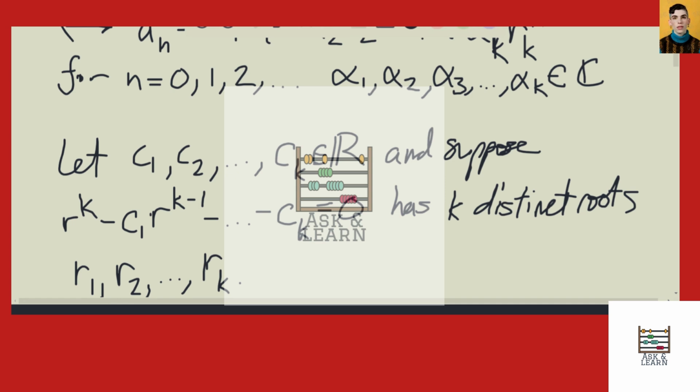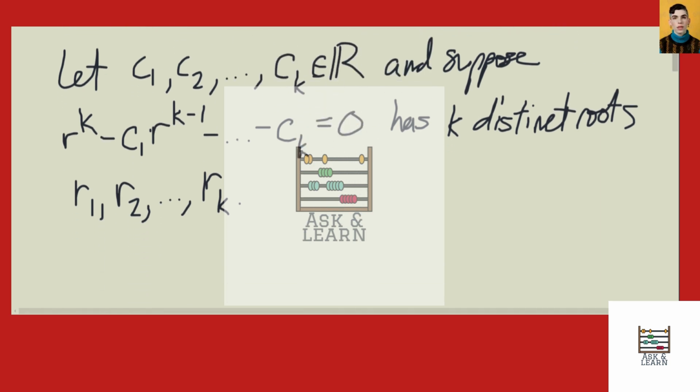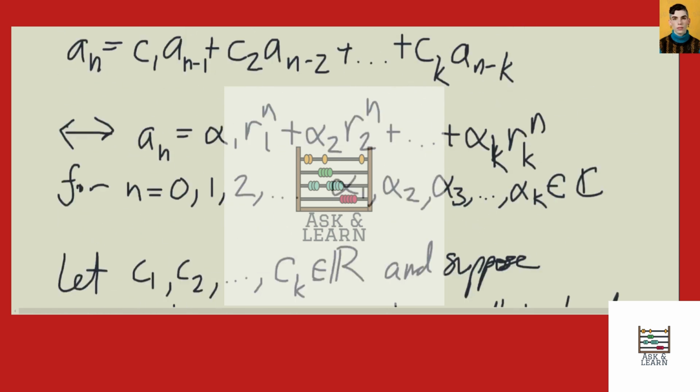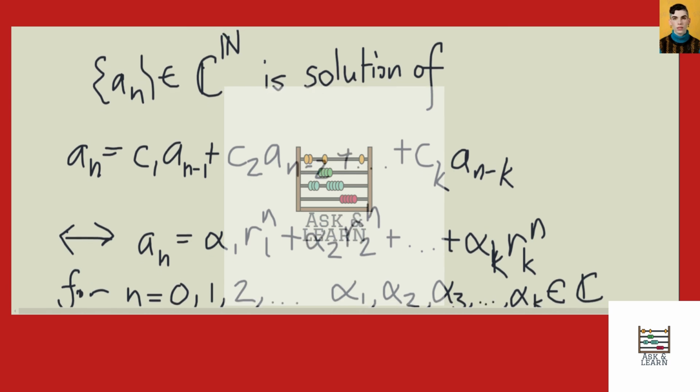We are asked to prove Theorem 3 from the book. This theorem says, let C1, C2 through Ck be real numbers, and suppose that the characteristic equation r to the k minus C1 r to the k minus 1 minus all the way down to minus Ck equals 0 has k distinct roots, r1, r2, all the way through rk.